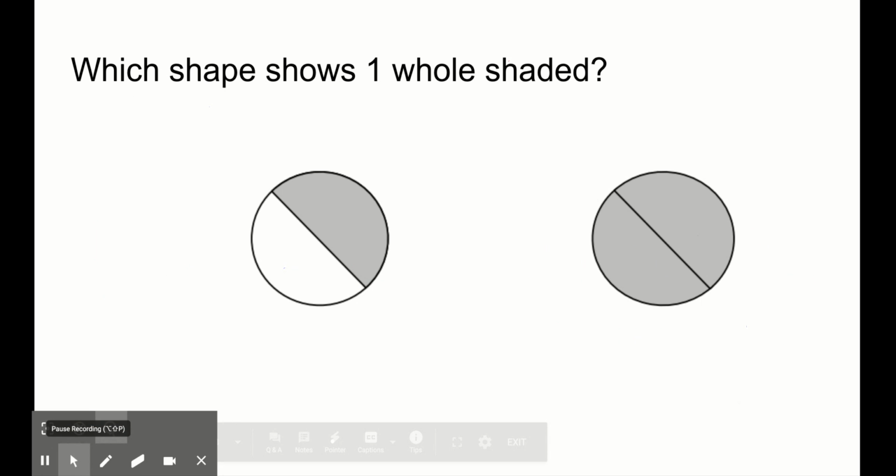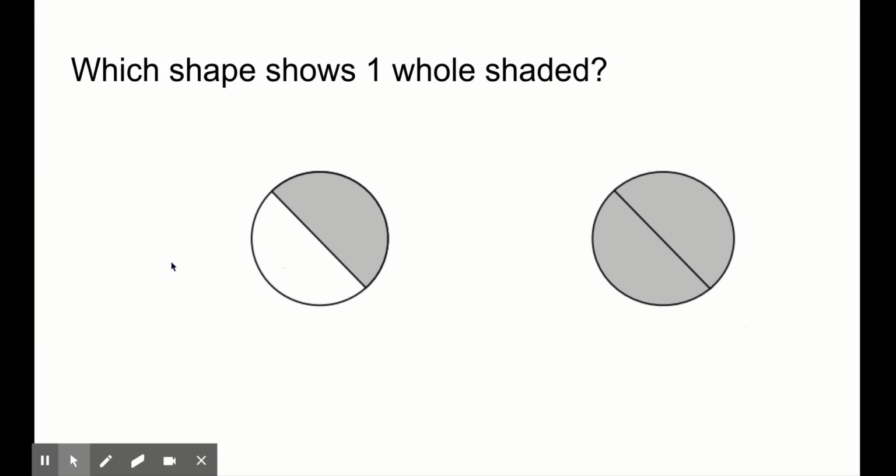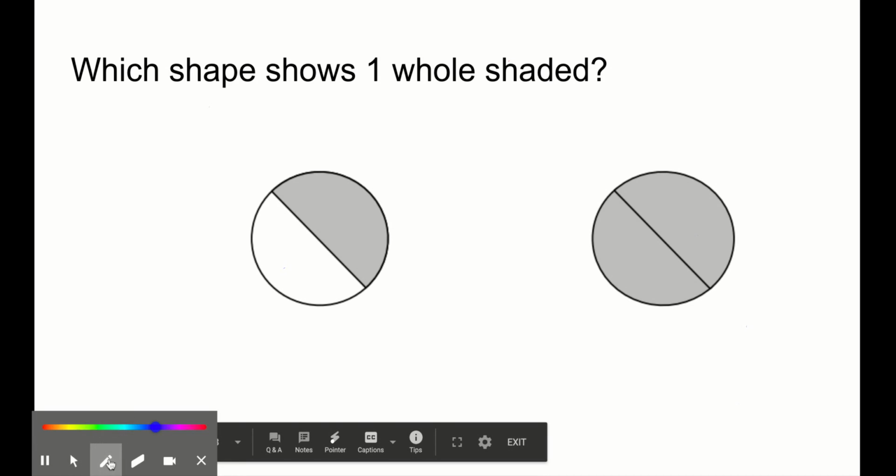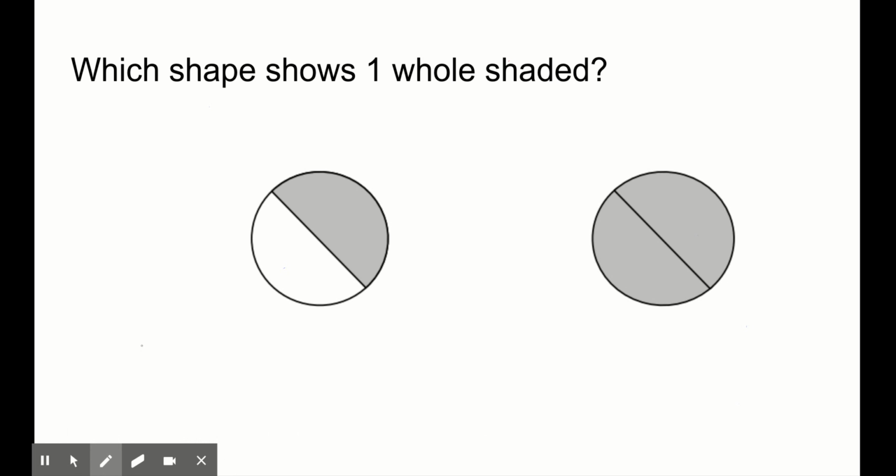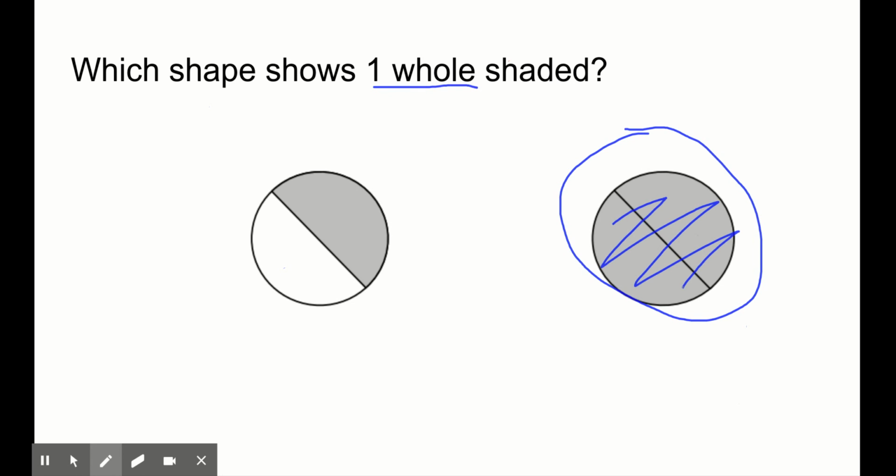This question asks a little bit different question. Which shape shows one whole shaded? It's not asking for what is shaded. It's asking for which one is all the way shaded. Take a look. Which circle is all the way shaded? This circle. It is one whole because the whole thing is shaded.